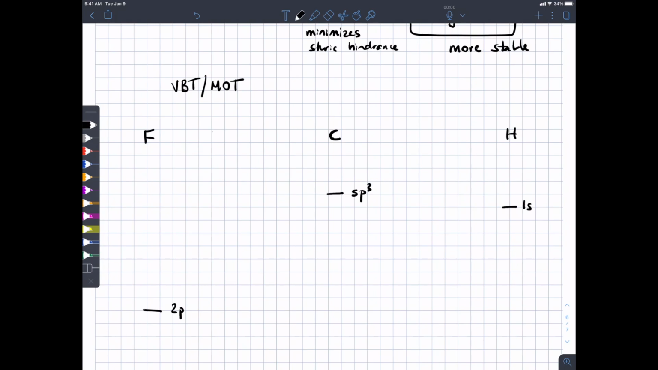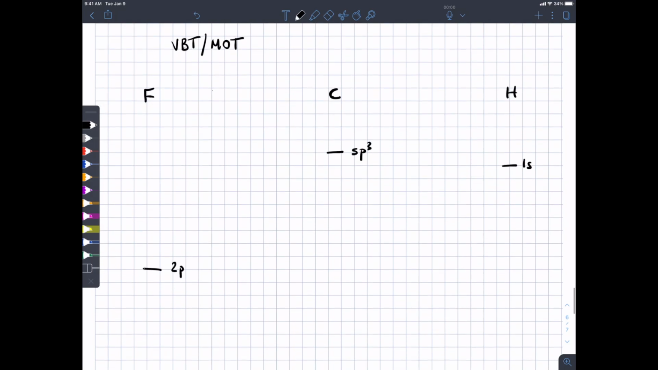We're out of time. So in the meantime, think about where the sigma bond and the sigma star antibonding orbitals are going to be for the carbon-fluorine bond versus the carbon-hydrogen bond. We'll pick that up next time.